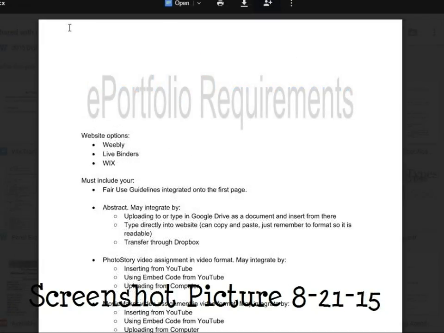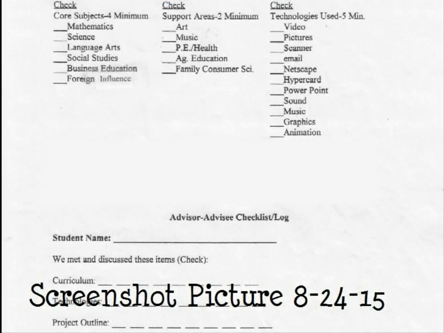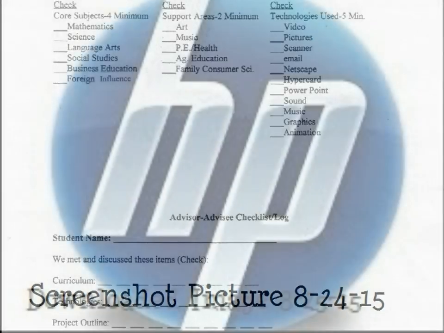August 21st, we looked at ePortfolio examples and went through web page design notes. August 24th, we got our advisors and went through how to do a journal. August 25th, we got our computers, our HP Streams, and set them up. We also learned how to set up a Dropbox account.